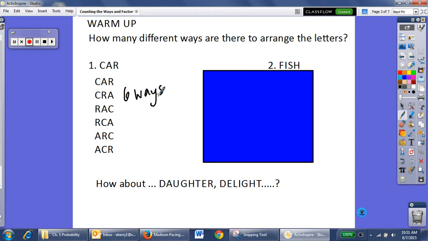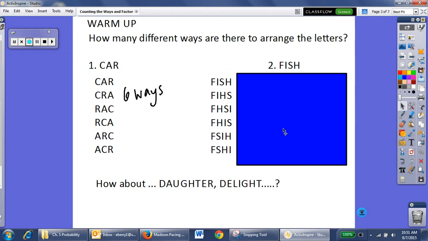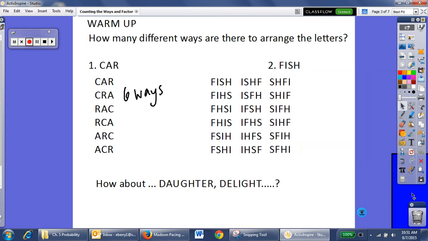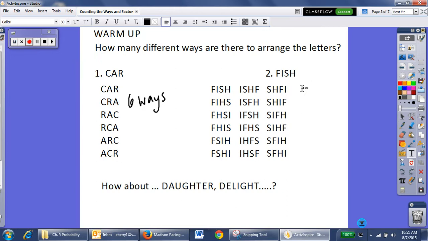Okay, and we'll do the same thing for fish. So I'll start with the F, so I can do F-I-S-H. And then keeping F-I, I can change these, so H-S, F-H-S-I, F-H-I-S, and then F-S-I-H, F-S-H-I. That's starting with F. Starting with I can arrange it this way. These are all different. None of these are repeats so far. I can do S, and it looks like I need to do the last one starting with H.